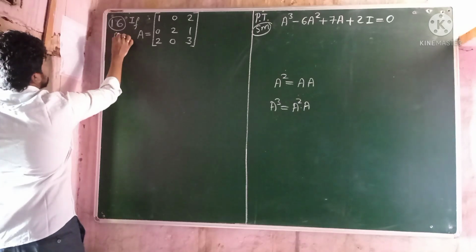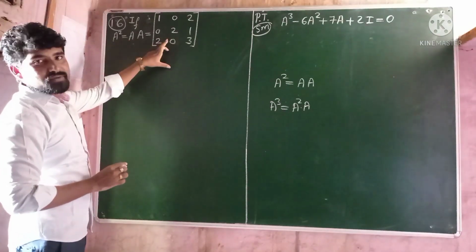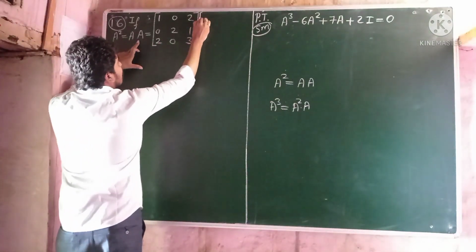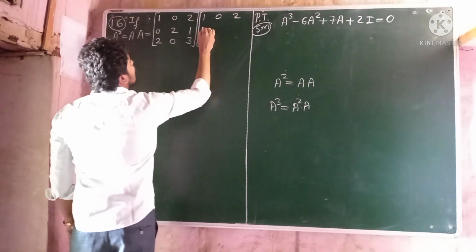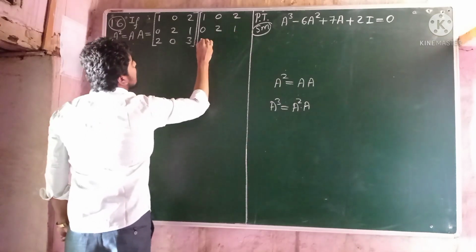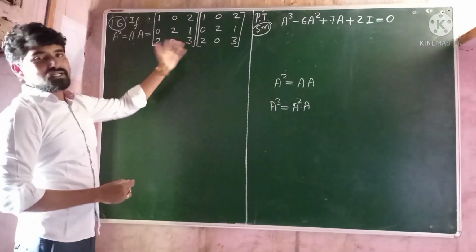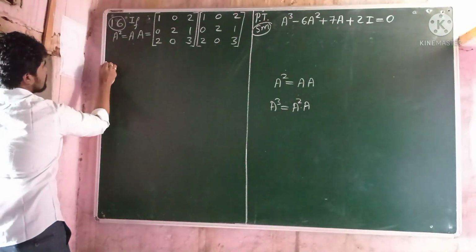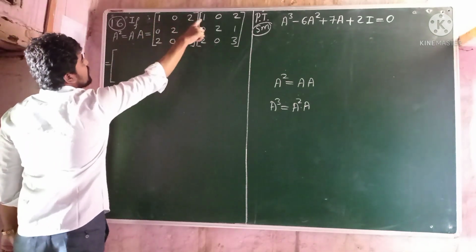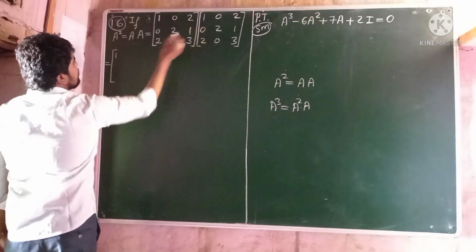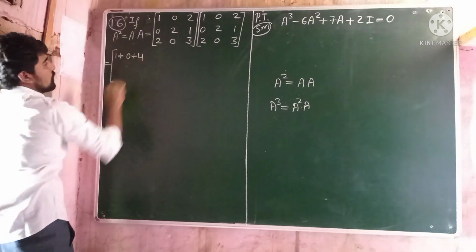So A square is equal to A into A matrix. A is given, into A matrix again, the same thing: 1, 0, 2, 0, 2, 1, 2, 0, 3. The product of these two matrices is equal to: first row first column, 1 into 1 is 1, 0 into 0 is 0, 2 into 2 is 4.